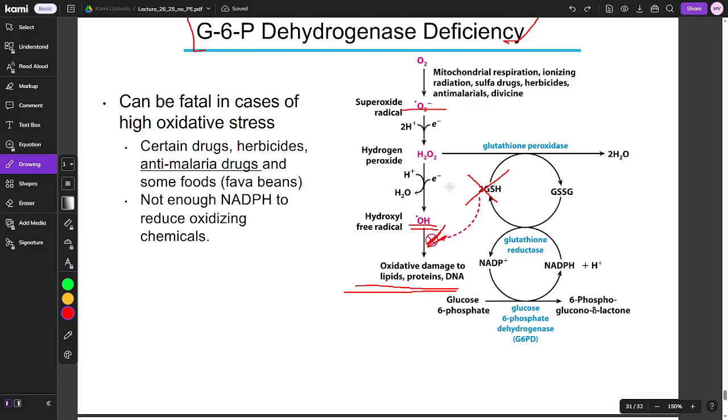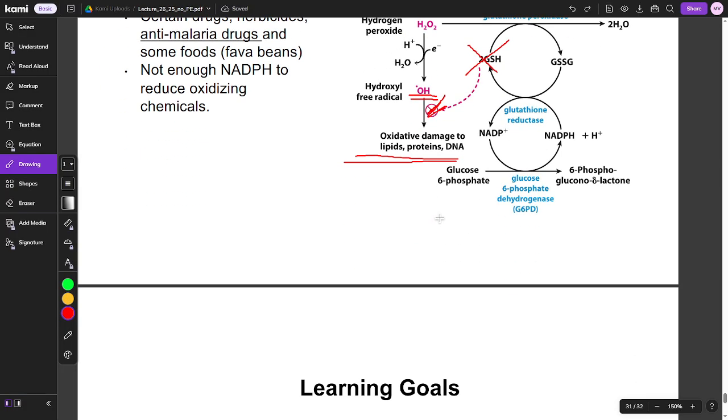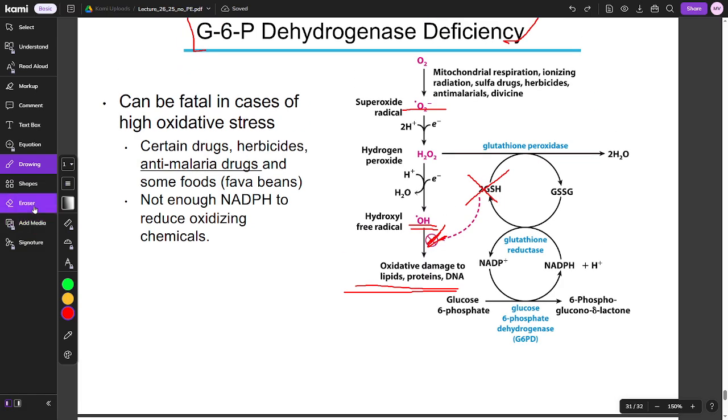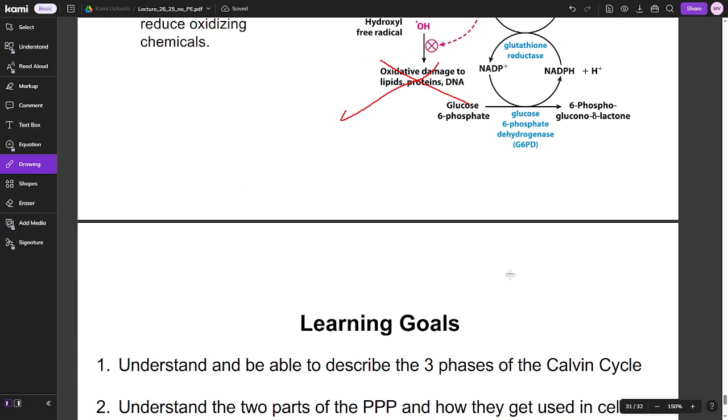And so when you make these radicals, they bind to all sorts of things. They mess up protein structures, and they lead to all sorts of damage to DNA, proteins, and lipids. And you need glutathione, because glutathione basically stops these radicals from doing any of this protein damage and other damage.